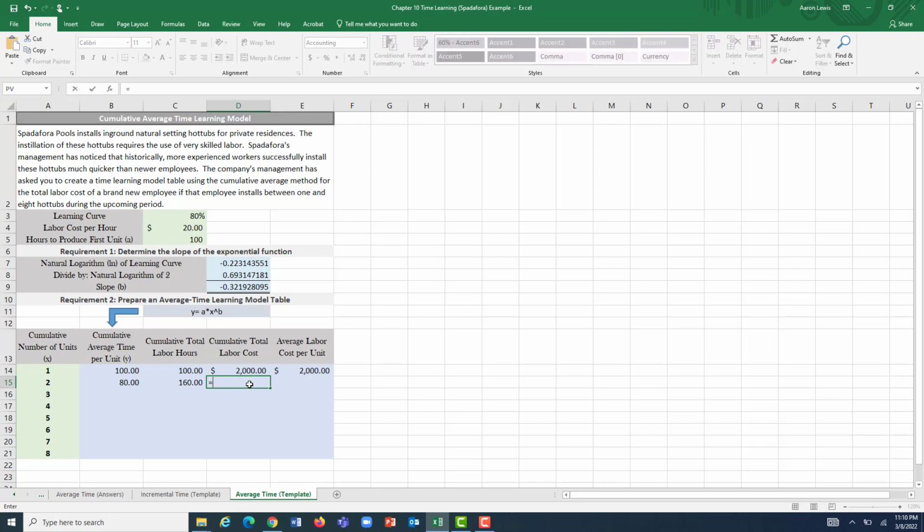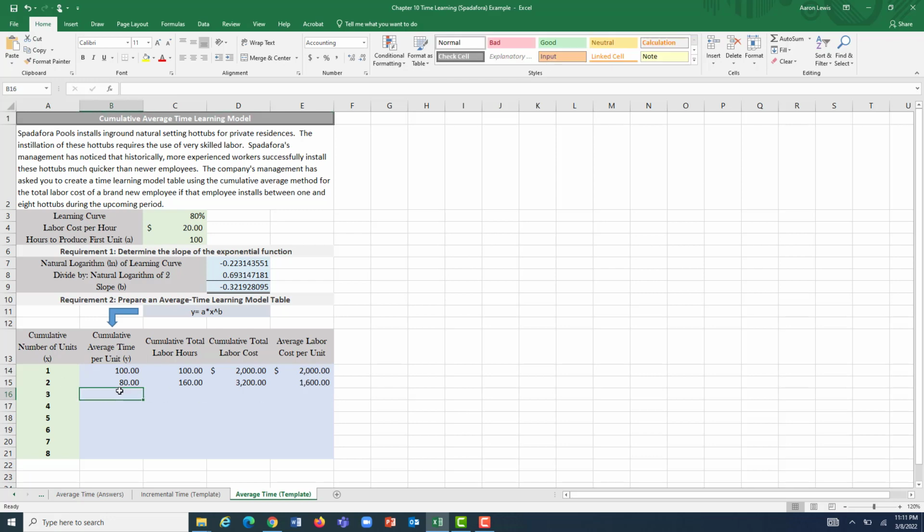And now, for 160 hours, we multiply that by $20 per hour, and we get 3,200. If we divide that 3,200 by the 2 that we've put in, it is taking $1,600 of labor costs to install a hot tub on average if we put 2 units in during a period.